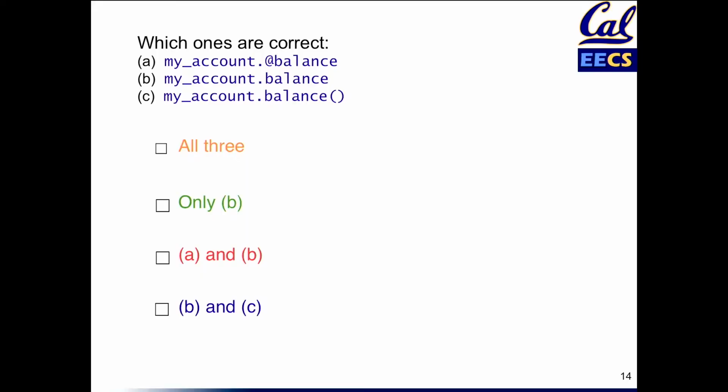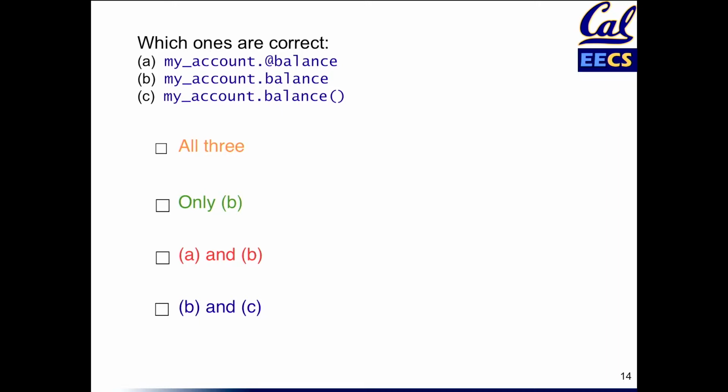A.B always means call method B on object A. Method names don't ever begin with an at sign. Only instance variable names can begin with an at sign. So on its face, A just doesn't work. It's not even syntactically legal. B and C are equivalent, except that one of them omits the optional parentheses around the method call to balance. And that's it. So back into our discussion.